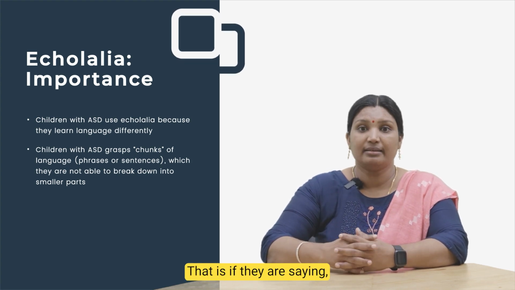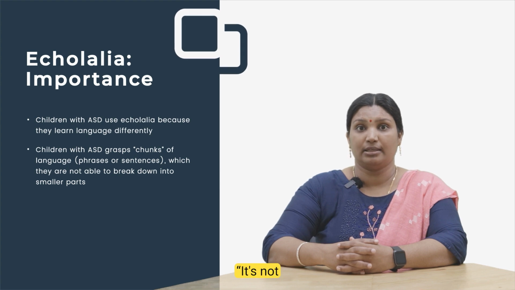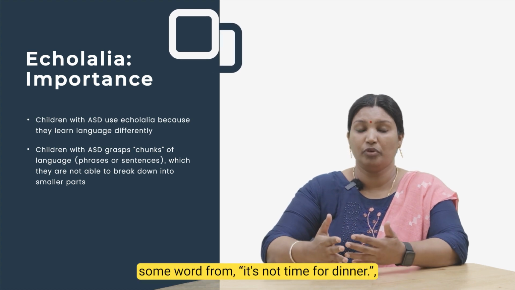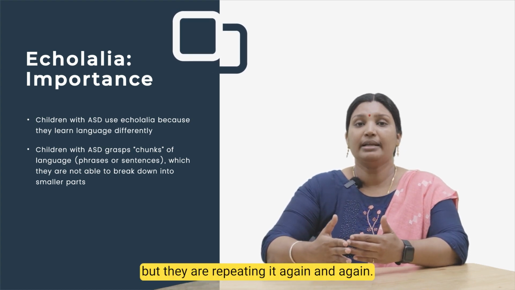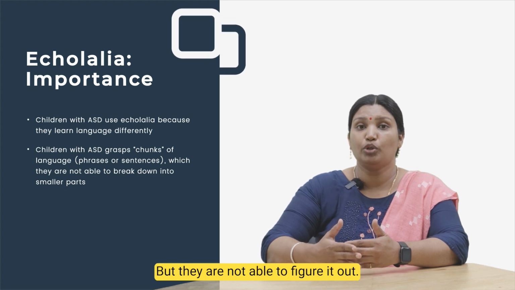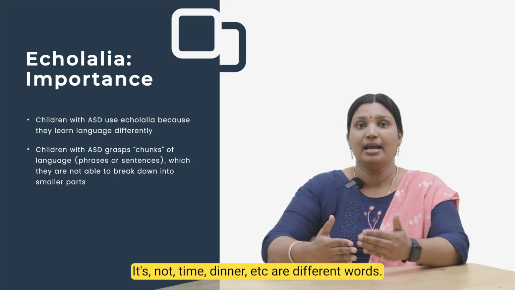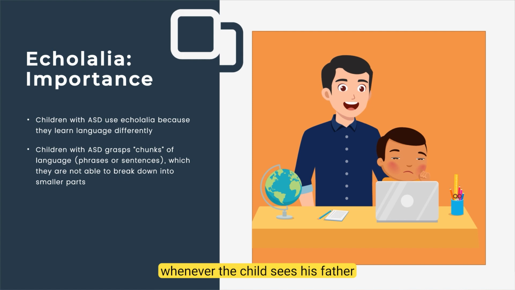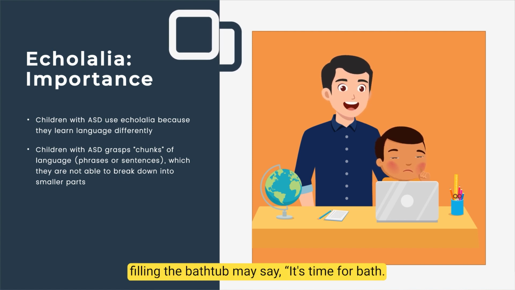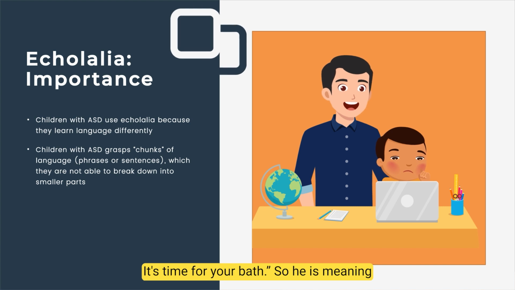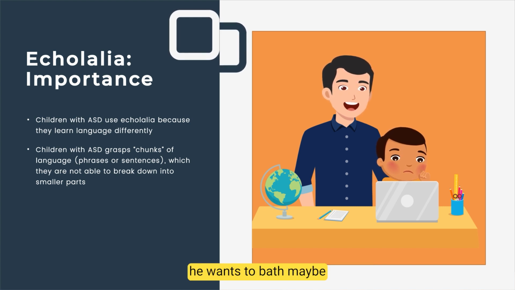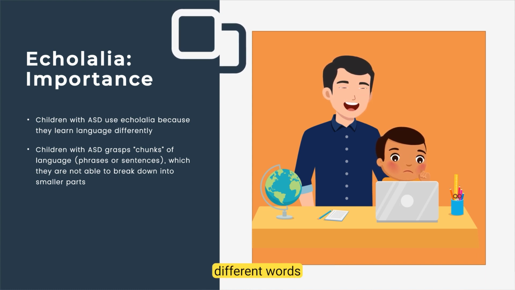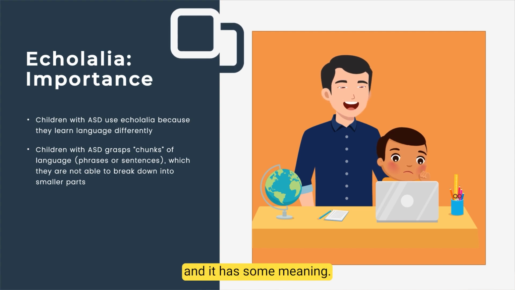That is, if they hear it's not time for dinner, they have heard some words from it, but they are repeating it again and again, and they are not able to figure out that it's, not, time, dinner, etc. are different words. Also, whenever the child sees his father filling the bathtub, he may say it's time for bath, it's time for your bath. So he means he wants a bath maybe, and he is not able to figure out that these are different words. It is a whole sentence, and it has a meaning.